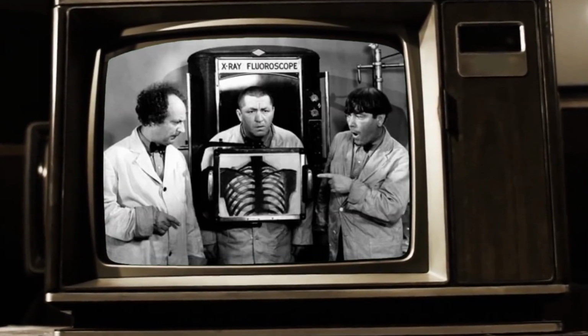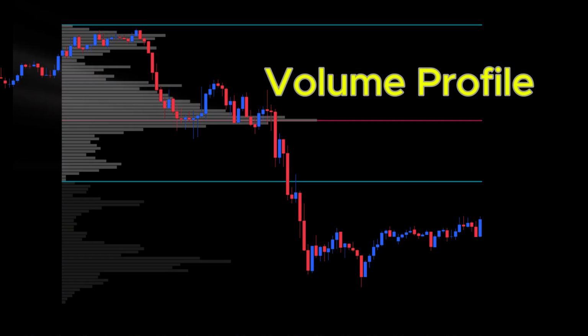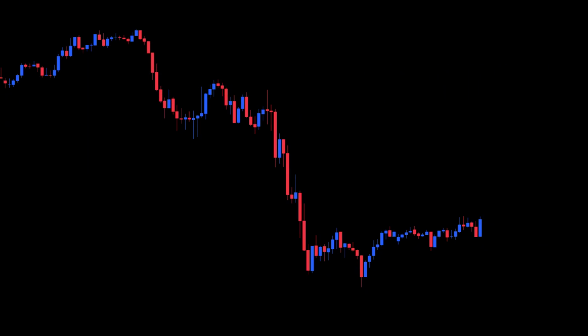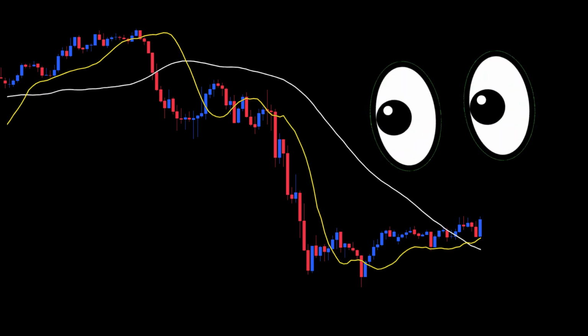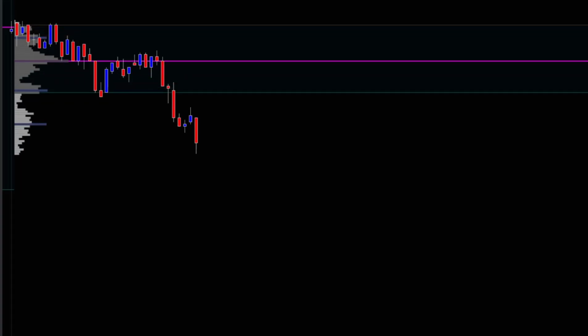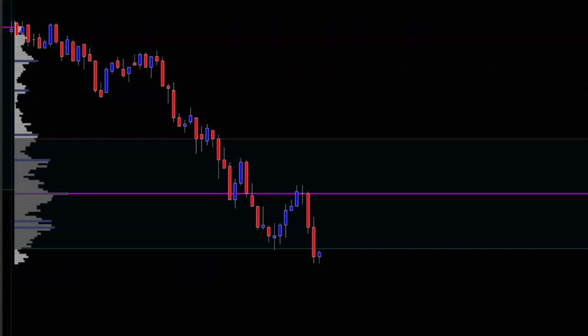I'm Shawn, and today I'm going to show you the real X-ray vision of the market, volume profile. If you've been trading using just candles and moving averages, you're basically looking at the surface. Volume profile shows you where the big players are actually loading up or unloading their positions.